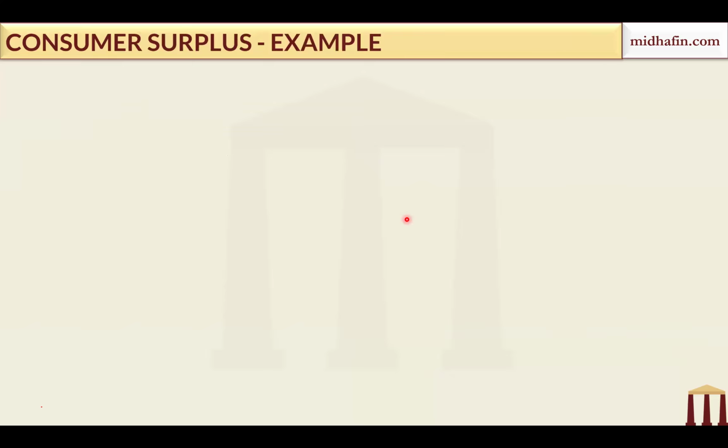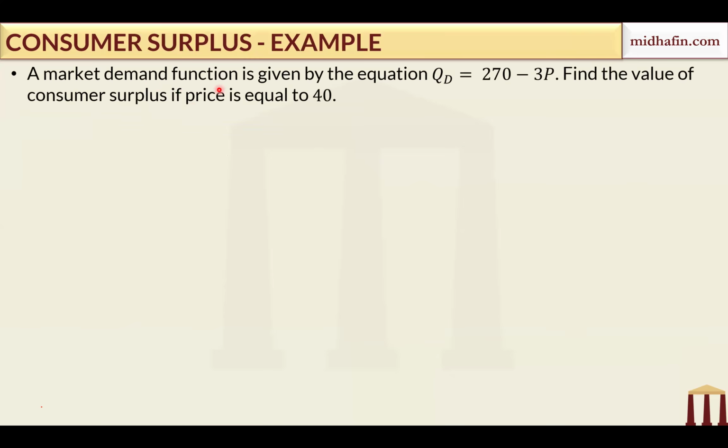So let's take an example. Let's say this is the market demand function. You have to find out the value of the consumer surplus if the price is equal to 40. I'll start, and if you guys can just give me the final answer. So I know that this is my QD. At price P equal to 40, what will be my quantity demanded? 270 minus 3 times 40 is 120, which will be 150. It will be 150.